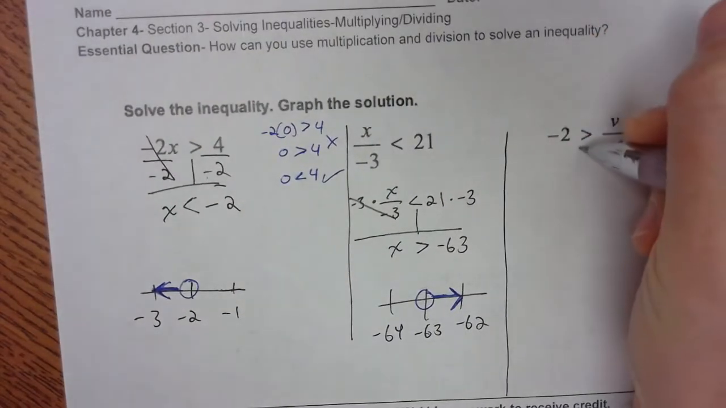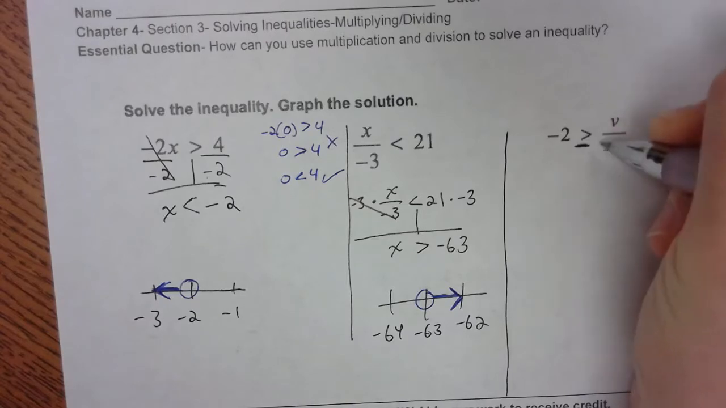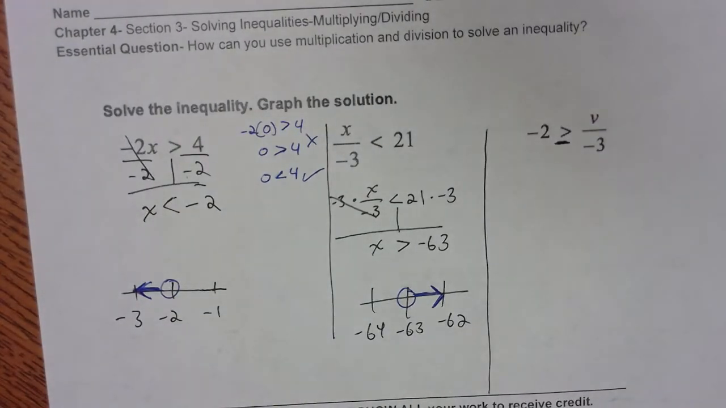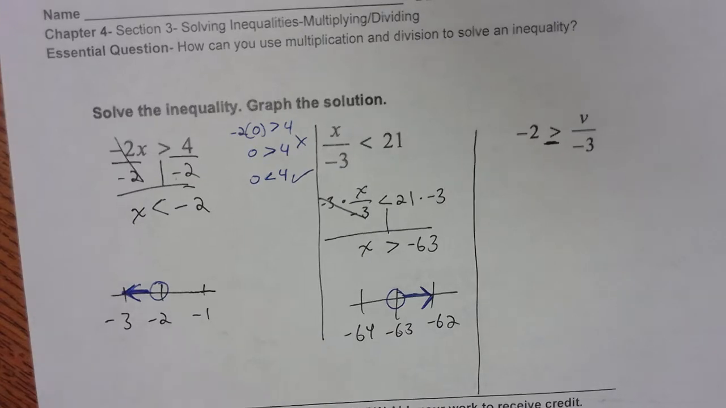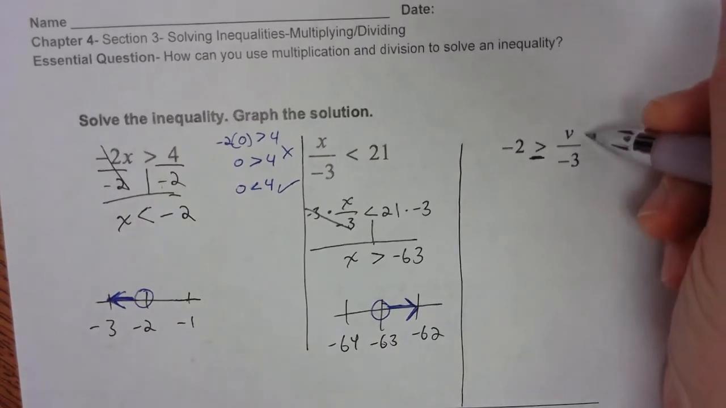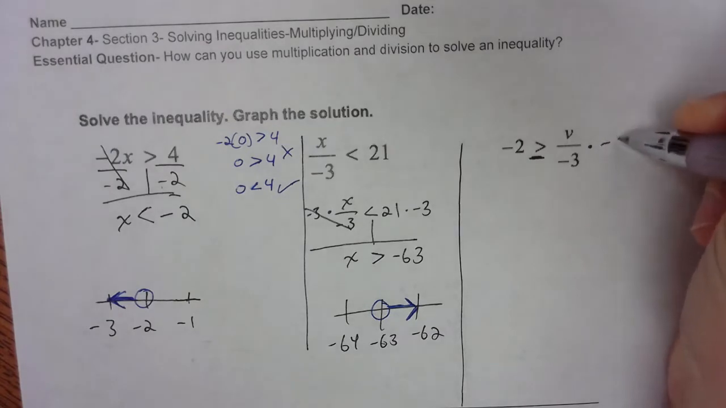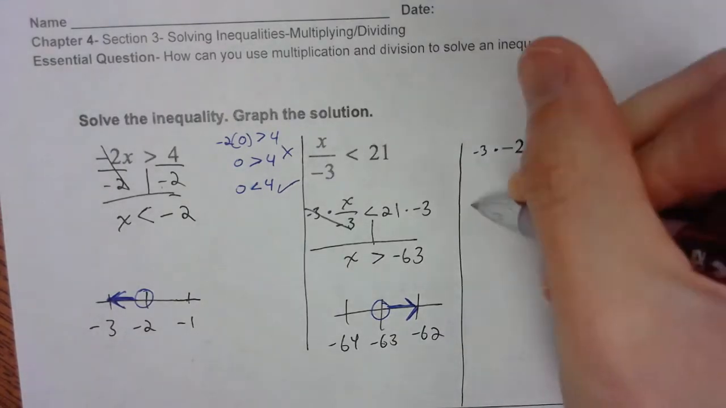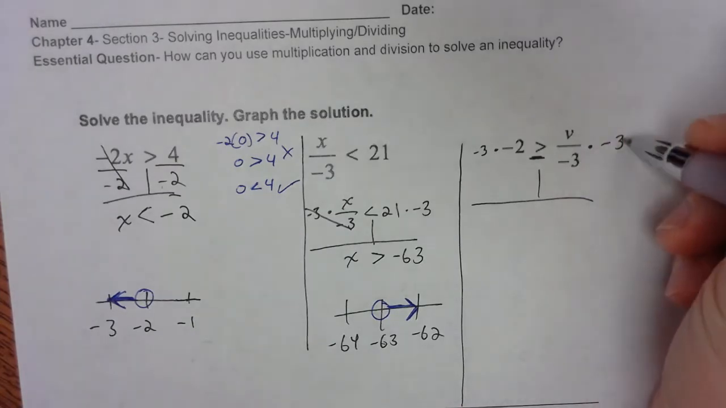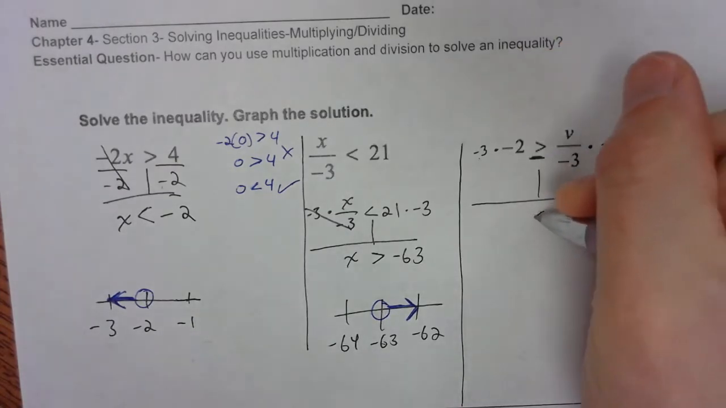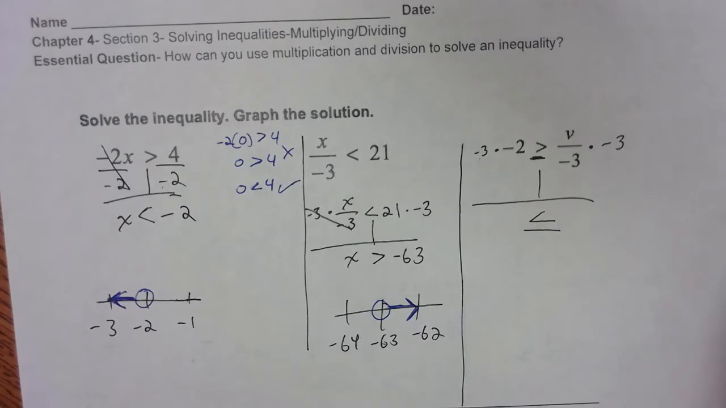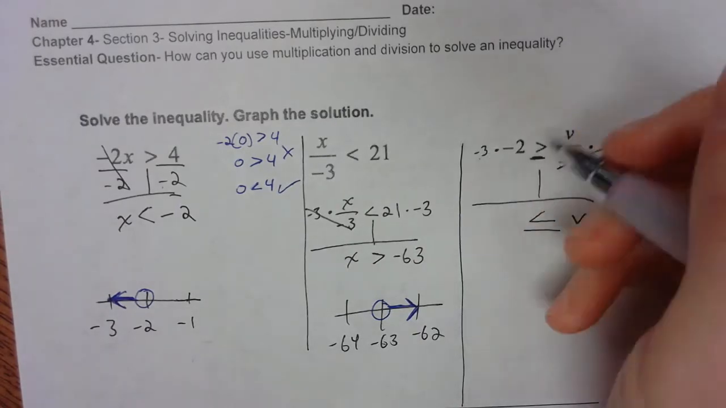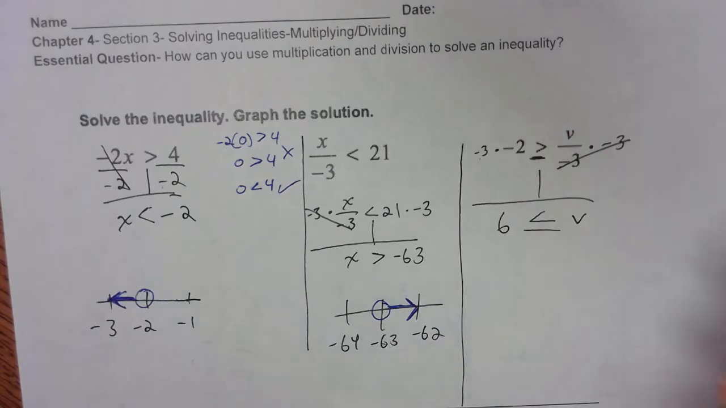Alright, in this last problem I'm going to change it. Draw a line underneath, so we're going to make it greater than or equal to, because we haven't had one of these on the back yet. So once again, I'm dividing by negative 3. That means I need to multiply by negative 3. Whatever I do to one side, I do to the other. I'm multiplying by a negative, which means my sign flips. My negative 3 cancels. Bring down my v. Negative 3 times negative 2 is a positive 6.